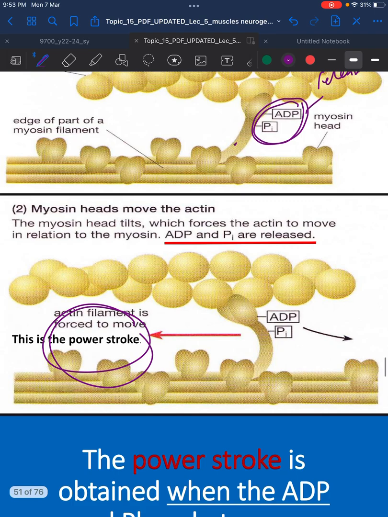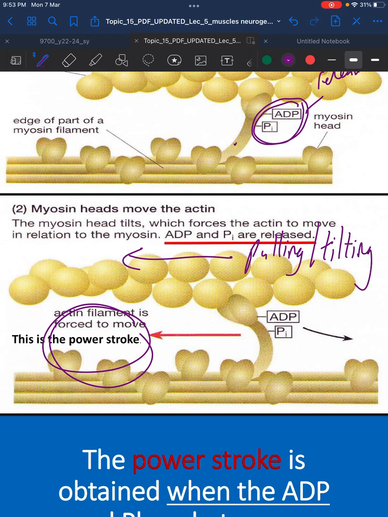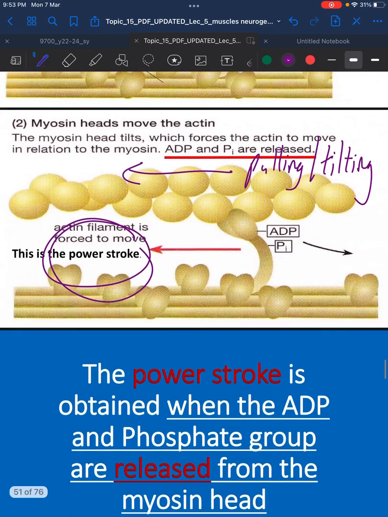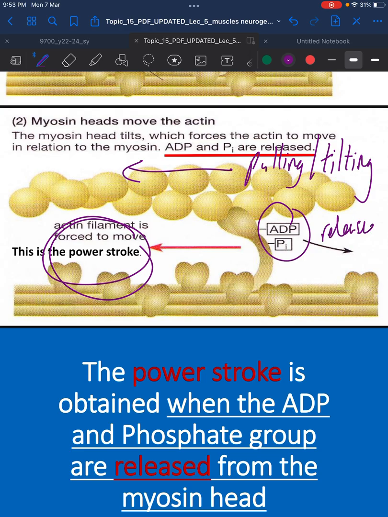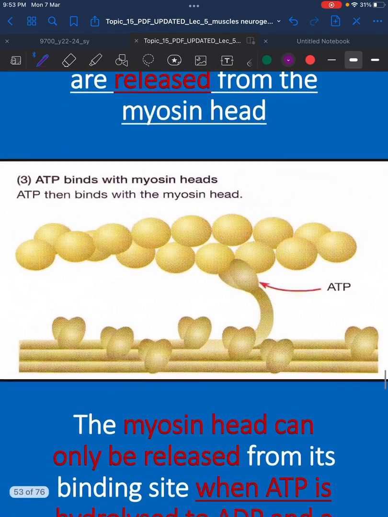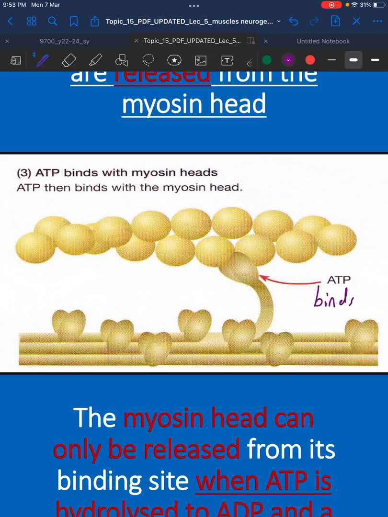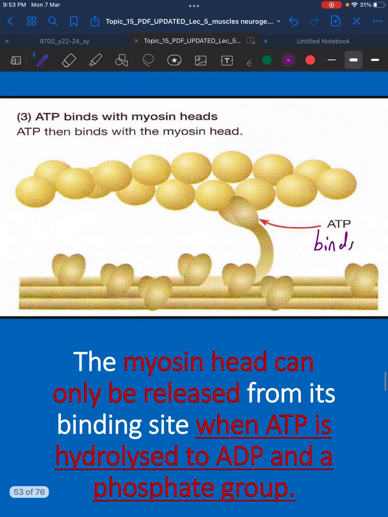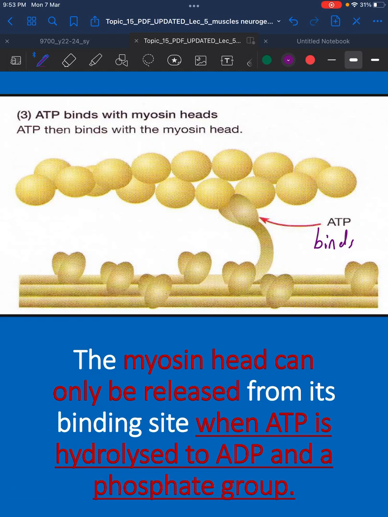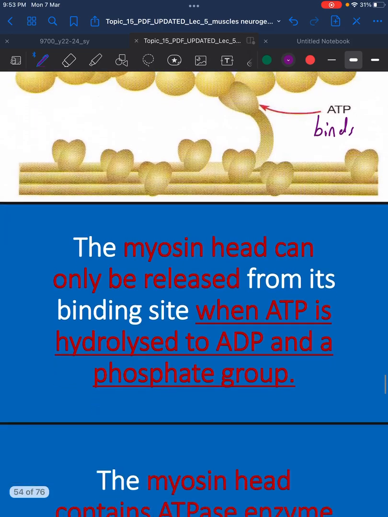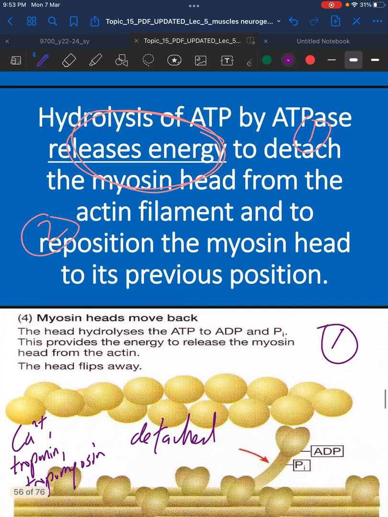Power stroke means the pulling effect, pulling or tilting. Now you can see here it's released. So when it is released, now ATP will bind. ATP will bind, and so, in order to detach this myosin head, the ATP must be hydrolyzed.